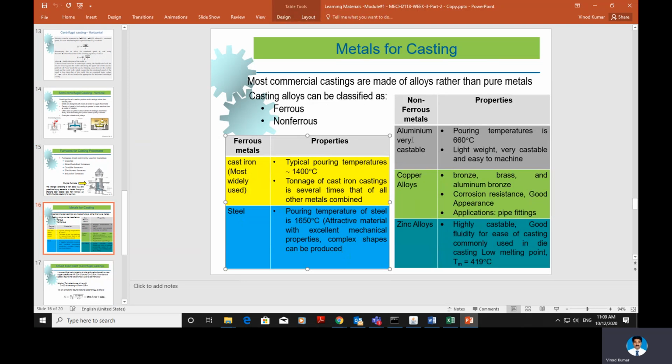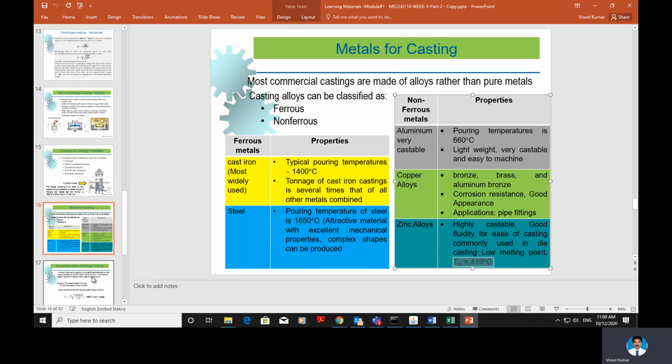Whenever we talk about non-ferrous, we have aluminium, pouring temperature 660, lightweight, very castable, with very easy machining properties. Then when we talk about copper, we have copper alloys like bronze, brass, and aluminum bronze, etc., with corrosion resistance, normally used for producing pipe fittings. Then zinc alloys, highly castable, good fluidity, melting temperature normally 419 degrees Celsius. These are the general metals which are used for casting processes.